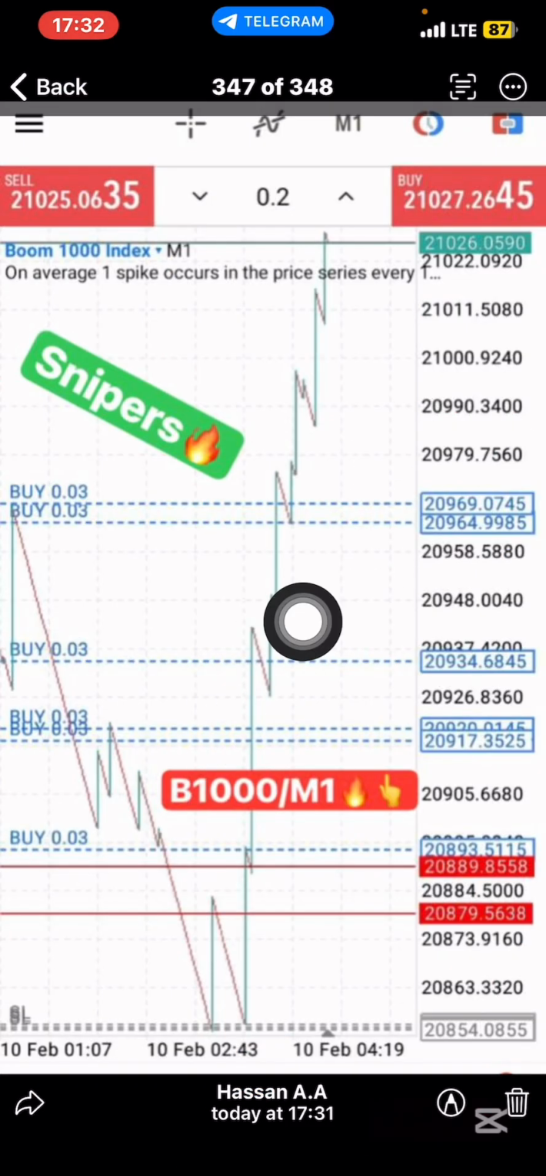This is how you are going to see the magic. It will be a sniper entry. Anytime market breaks structure, we buy again. Anytime market break structure retraces, we buy again.